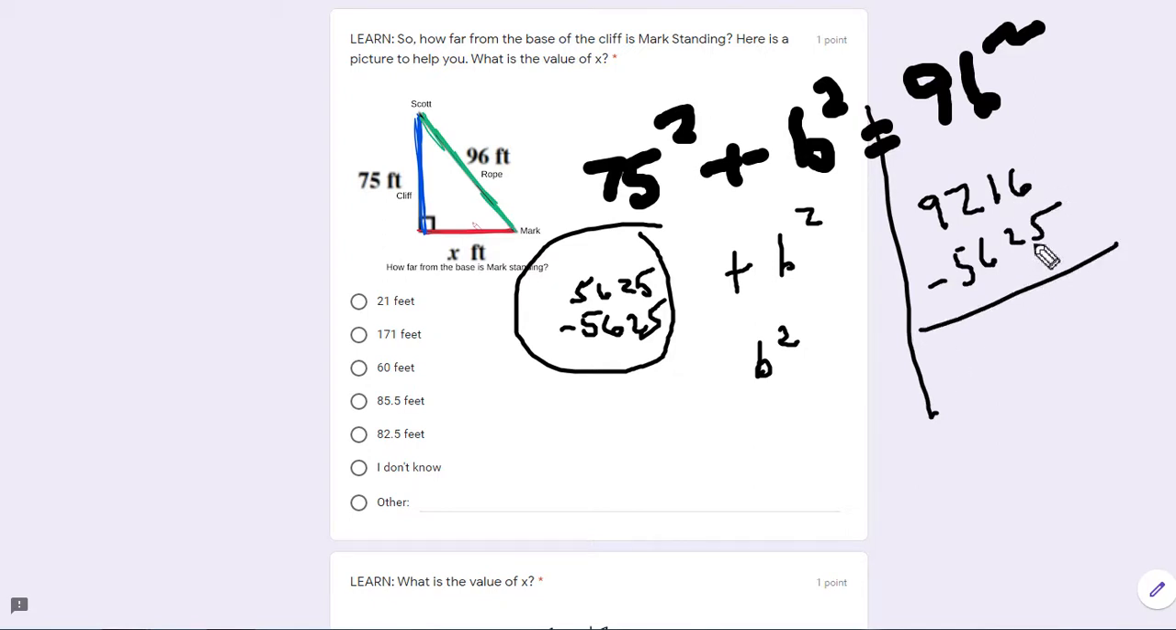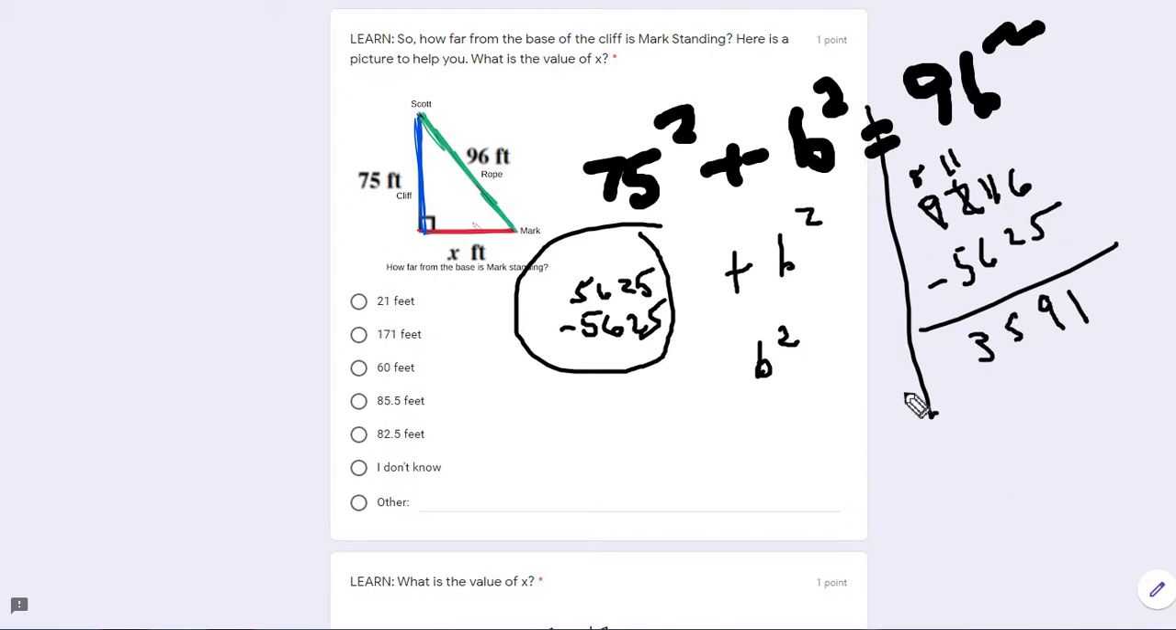Okay, 6 minus 5, 1. Got to borrow. Okay, this is going to give us 11 minus 2, and we're going to go ahead and put that 9 in there. We got to borrow 8. This is going to become 11 minus 6, and we'll put our 5 in there, and our 3.